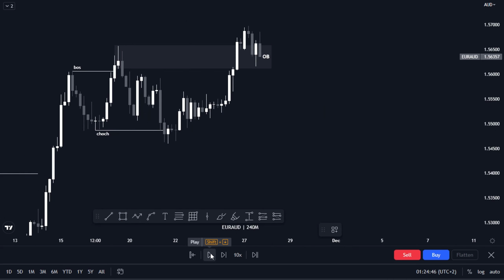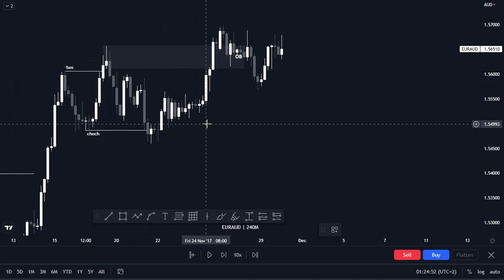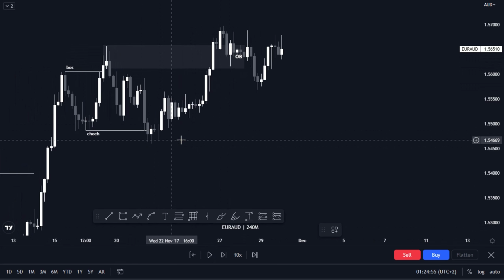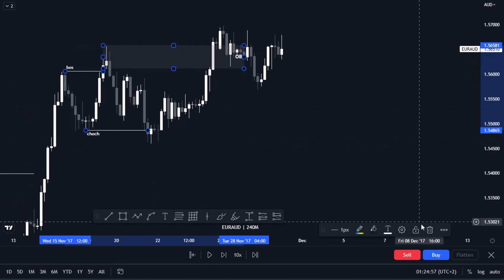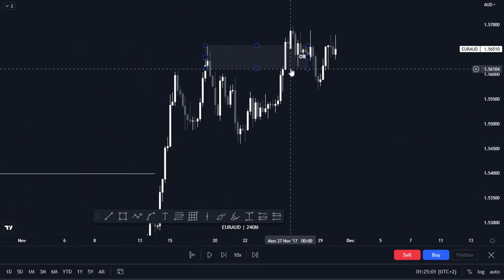Okay, so price steps into our order block and it violates our order block. Okay, so that's a negative 1R. Okay, so now let's move on again and let's see what we have.